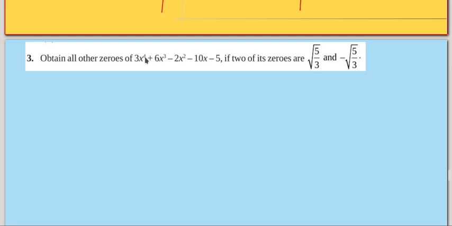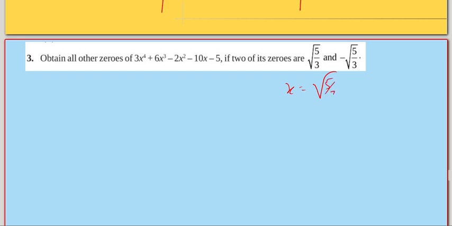So if the highest power, the degree, is 4, we will get 4 zeros, no? So 2 zeros are given. We need to find the other 2 zeros. Okay, so how to get the other 2 zeros? Actually, these two are the zeros of the polynomial. That means x is equal to square root of 5 by 3, isn't it? And x is equal to minus square root of 5 by 3. Okay, so these are the 2 zeros of this polynomial. So if we substitute these values, this polynomial becomes 0. We need to find the other 2 zeros.